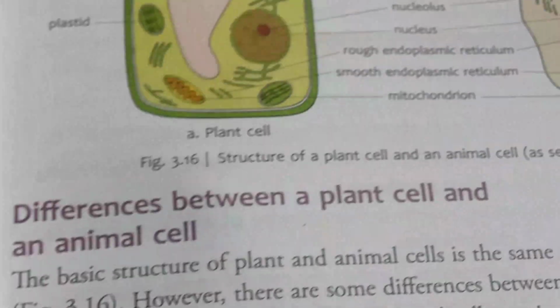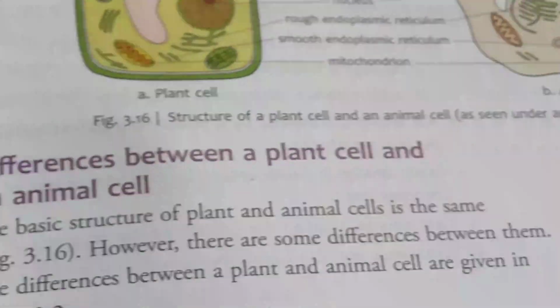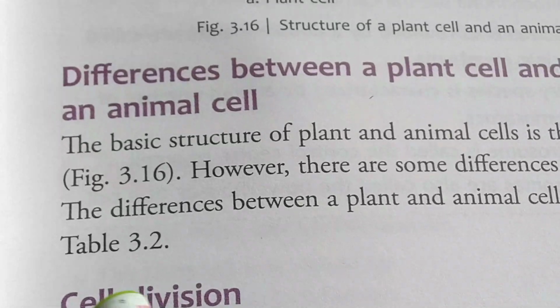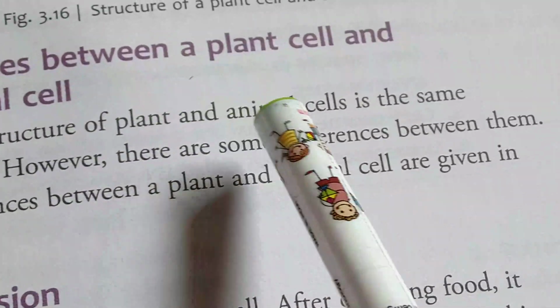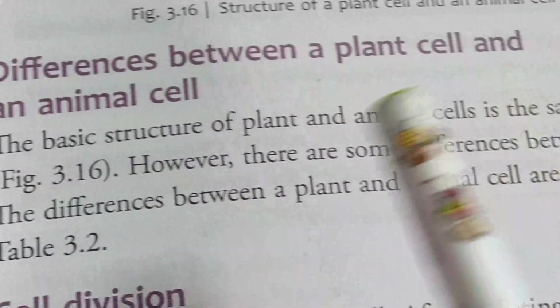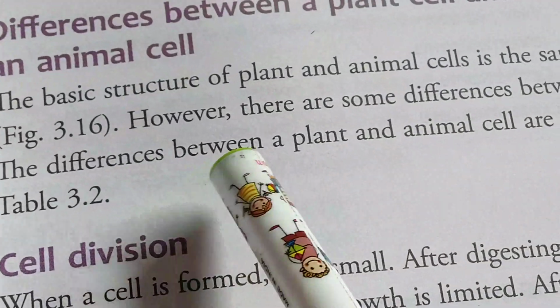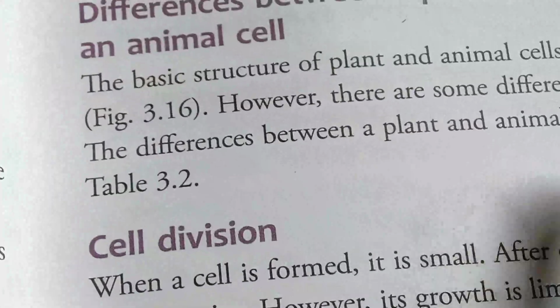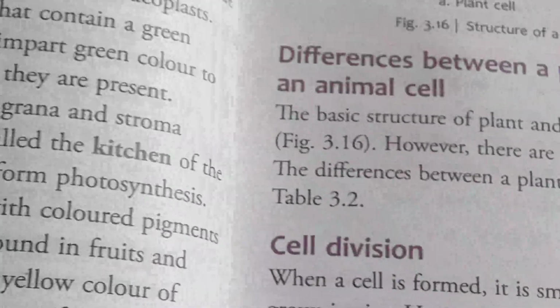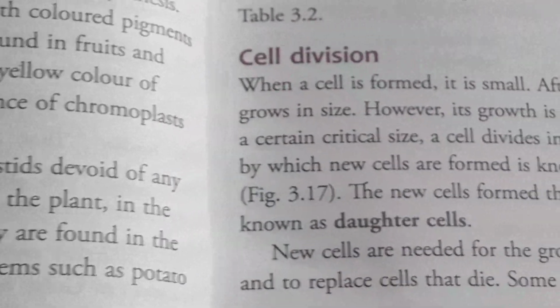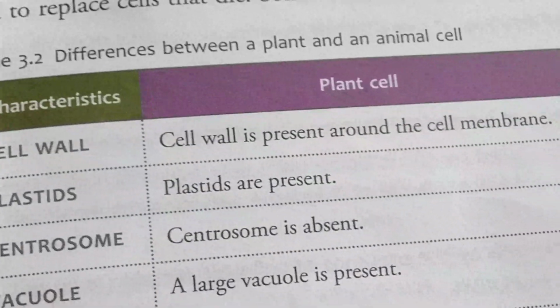Next, differences between plant cells and animal cells. The basic structure of plant and animal cells is the same. However, there are some differences between them. The differences between a plant and animal cell are given in table 3.2. Look at the differences first.